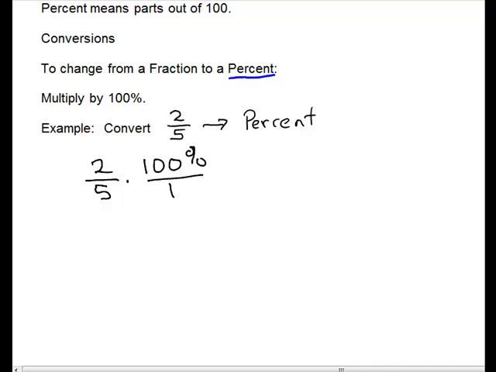Remember, when you multiply fractions, you can simplify on the diagonal. So we could divide out the 5. 5 into 5 once, and 5 into 100 will go 20. And then we will multiply across. So we'll go across the numerators. 2 times 20 is 40. Also, you have your percent symbol. Denominators, 1 times 1 is 1, so you still have 1. So 40%.